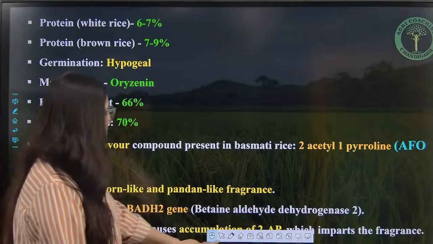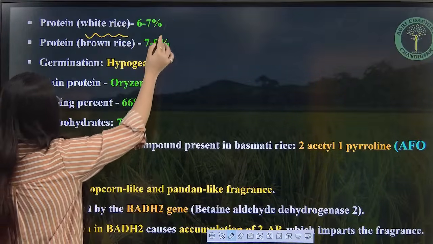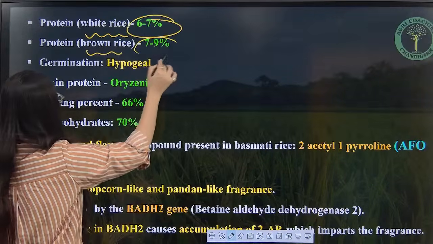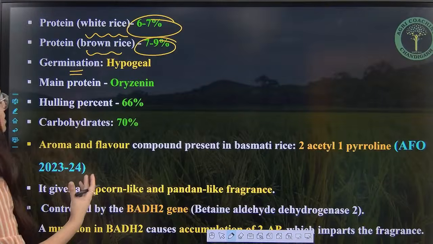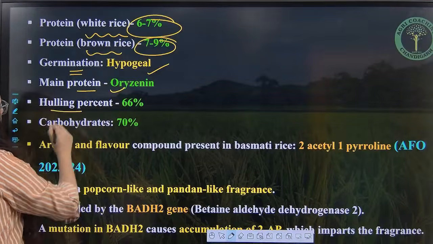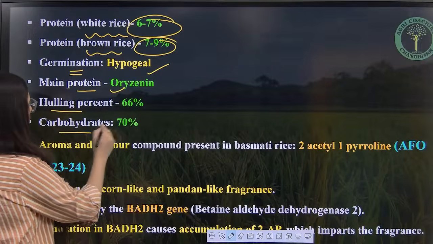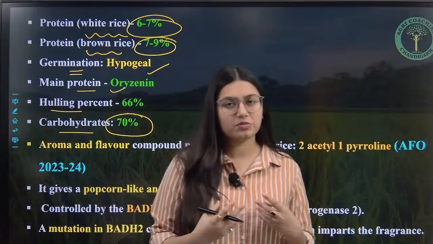Now, next, protein. For white rice, protein content is 6 to 7%. For brown rice, it is 7 to 9%. Germination. What is the germination type? Hypogeal. Main protein is known as oryzenin, and the hulling percentage is 66%. Carbohydrate around 70%.